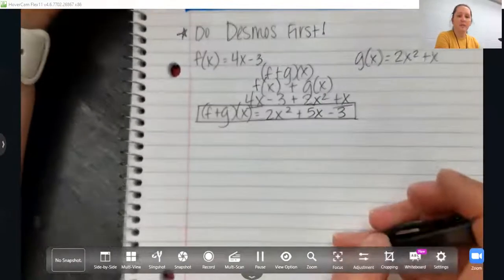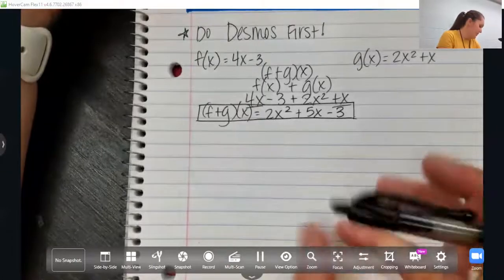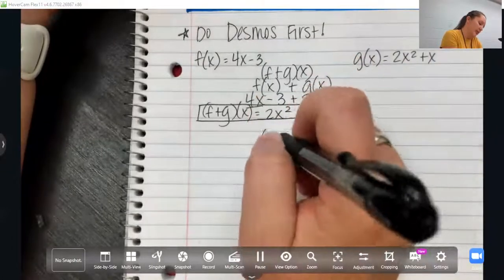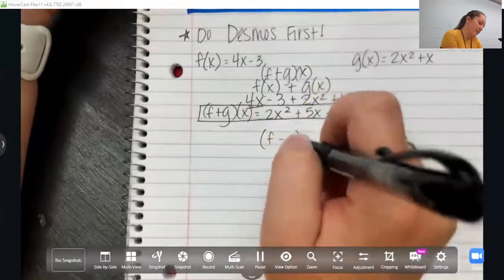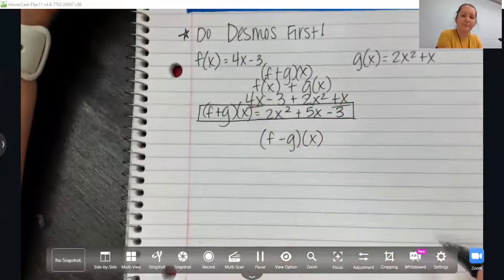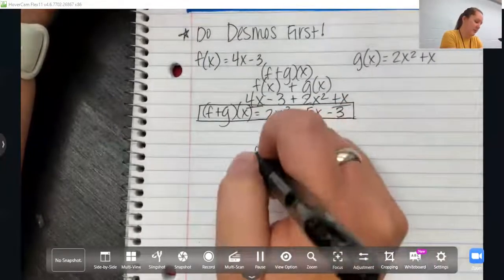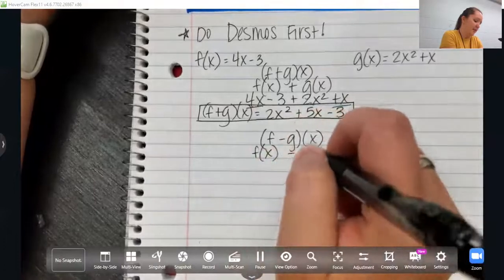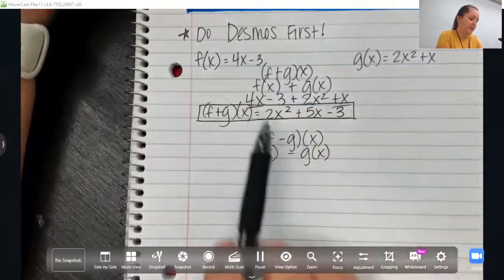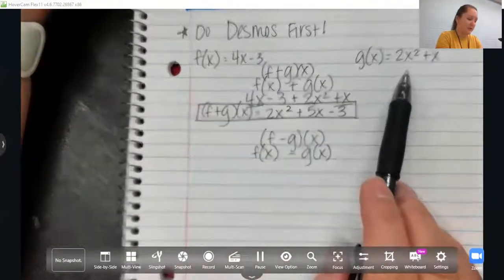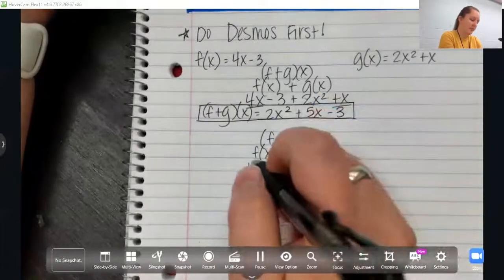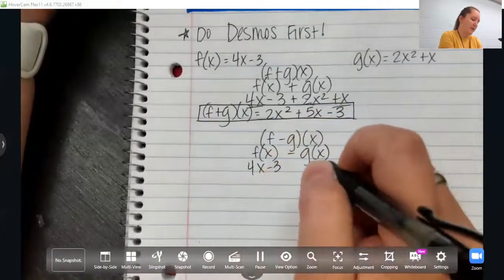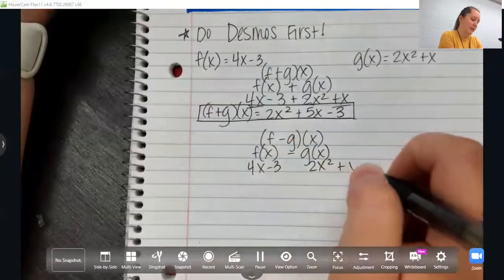Okay, so let's look at that next model. I think we were subtracting, right? F minus g of x. So we're going to do the same thing. This is the same as f of x minus g of x. So we'll take our functions f of x and g of x and subtract them, 4x minus 3, and we have 2x squared plus x.